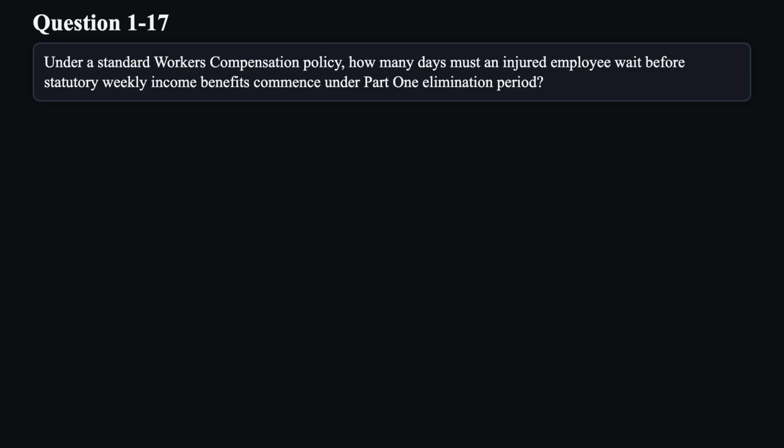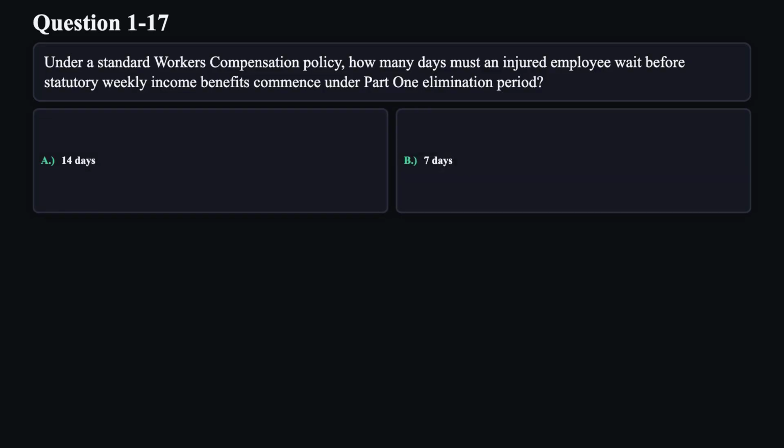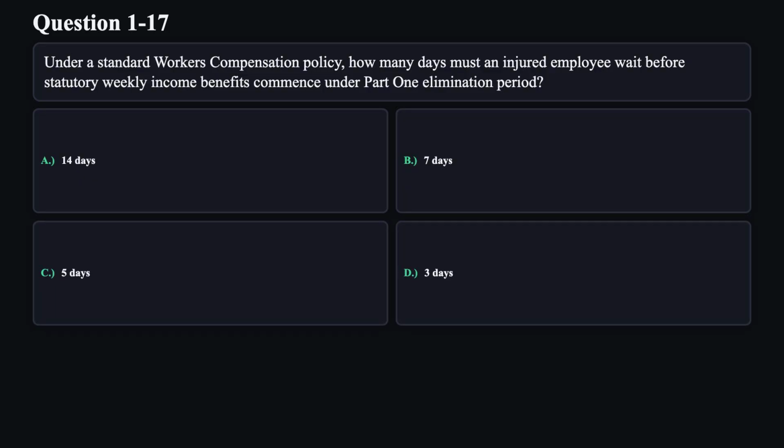Question 17. Under a standard workers' compensation policy, how many days must an injured employee wait before statutory weekly income benefits commence under Part 1 elimination period? A. 14 days. B. 7 days. C. 5 days. D. 3 days.